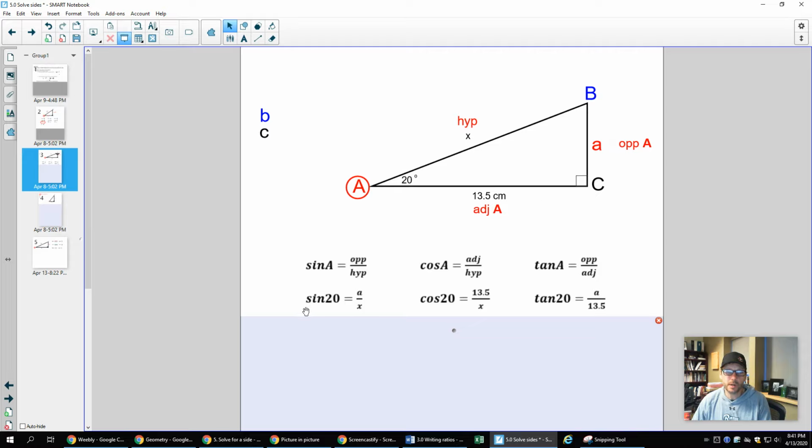Right? So sine of 20 is a over x. Cos of 20, instead of cos of A, it's cos of 20. Adjacent is 13.5, and hypotenuse is x. And tan of 20 is opposite, so it's little a over adjacent, which is 13.5. So I want to change my sine, cosine, and tangent of 20 degrees to decimals like we did in a previous lesson.